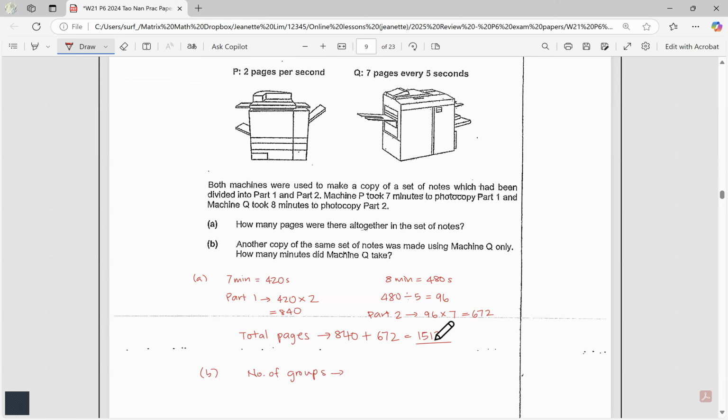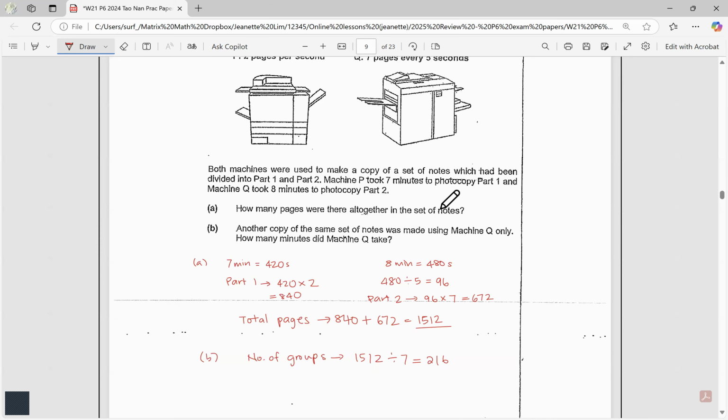Since we're using pages, 1512 pages, to find the number of groups, I need to divide by the number of pages. So 1512 pages divide by 7 pages, and I get 216 groups. 216 groups of 5 seconds.